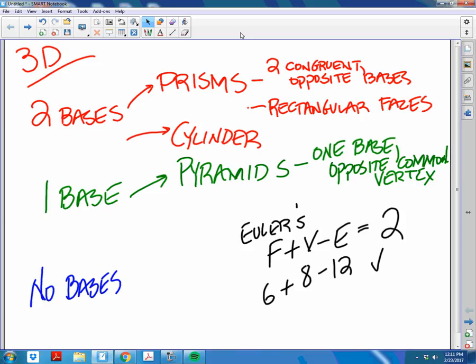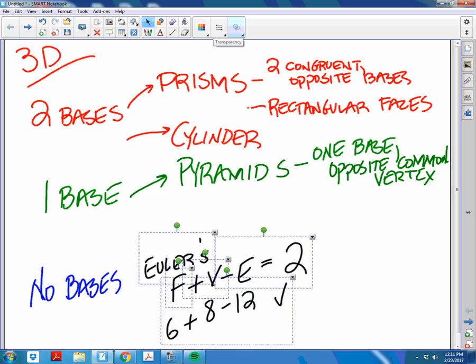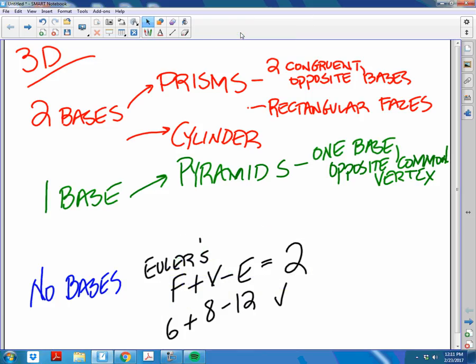Alex? What about cylinders or prisms where the two bases are not congruent? Well, the bases have to be congruent, or they're not prisms. It is a requirement that they have two opposite congruent bases. If they're not congruent, it is not a prism. Okay? What about for a cylinder if the bases are not? It is not a cylinder. It's something else.